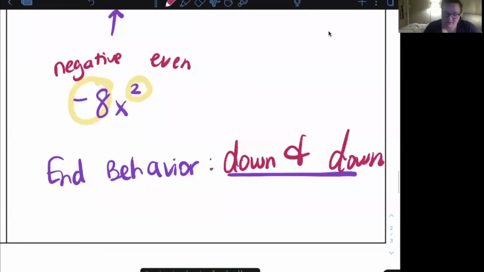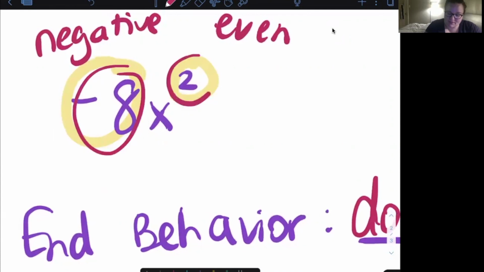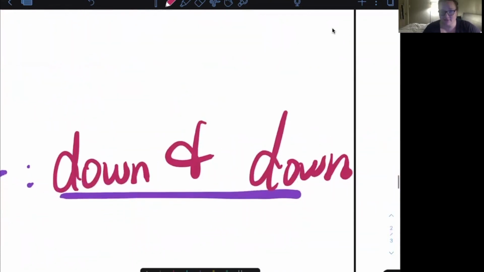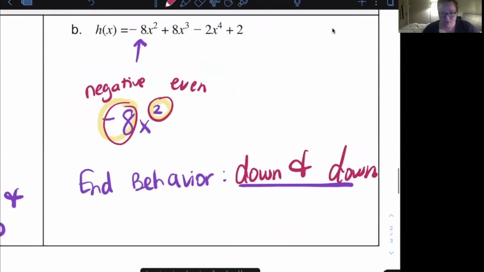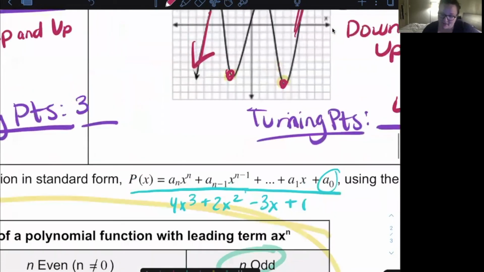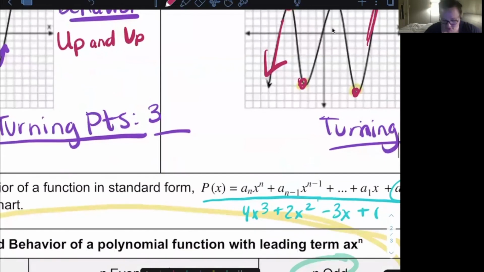So because the coefficient is negative and the degree is even, our end behavior should be down and down. Hopefully that matches what you got as well. All right, so there's just one more thing I want to point out real quick, and then I will set you off to go work on your extra practice.